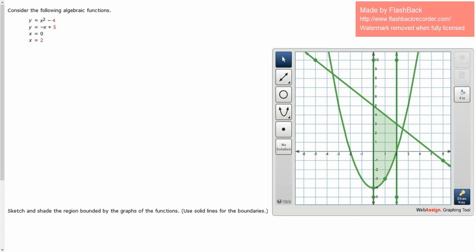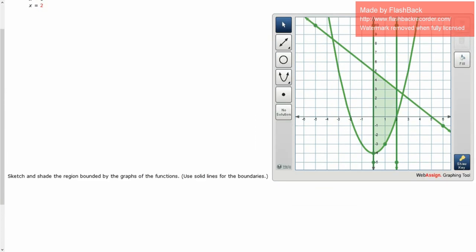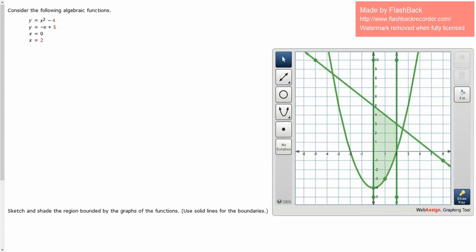Consider the following algebraic functions. We want to be able to graph and then from there to find the area. And so by graphing, we want to graph here the first, second functions and then the vertical lines, x equals 0, x equal to 2.